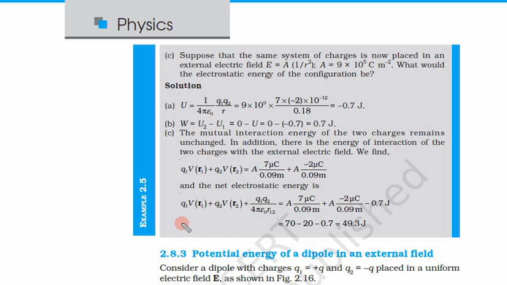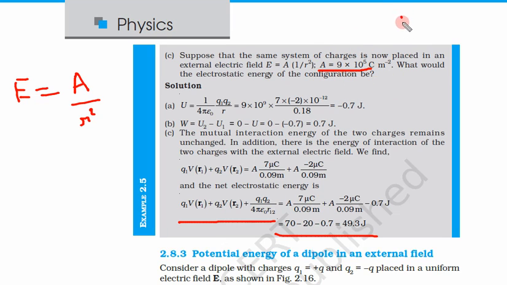I think some of you might be confused about this last part of this numerical example. Let us do this third part again. So if this E is equal to A upon R square, and A is given here as 9 into 10 to power 5 coulomb per meter square. So this is the value of A. A is a constant. That means electric field decreases as 1 by R square.